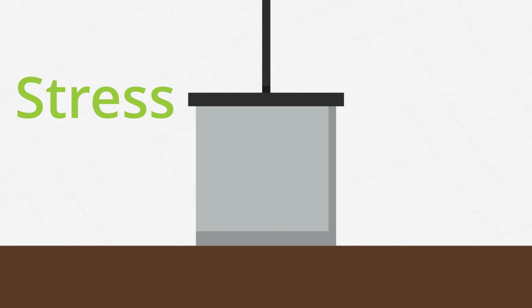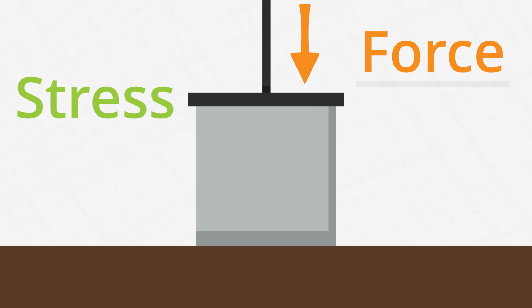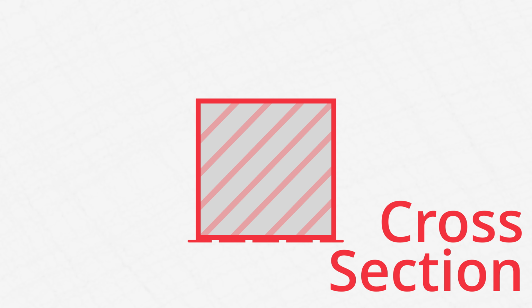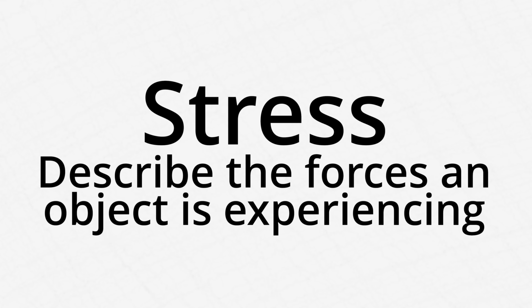When you push on something, say a block, the stress the block experiences is the force you're applying by pushing divided by the area of a cross-section of the block. If you were to slice the block in half and then look at that cut area straight on, that's the cross-section. We use stress to describe the forces an object is experiencing in order to normalize our measurements of force and account for differences in geometry.